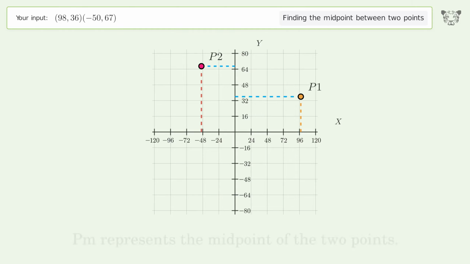Use the x values in the midpoint formula to find the midpoint's x. x1 equals 98. x2 equals negative 50. Simplify the arithmetic.